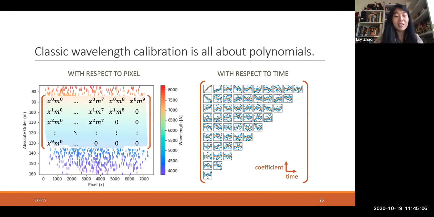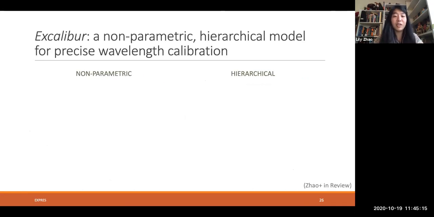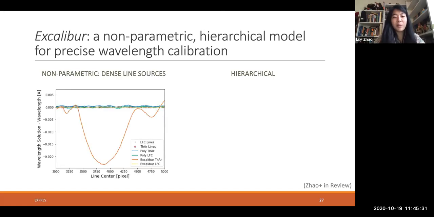And so as an inaugural predoctoral fellow at the Center for Computational Astrophysics last year, I worked with Professor Haag and Dr. Megan Bedell to create a new way of doing this wavelength calibration task. So we call it Excalibur, and it's a non-parametric hierarchical model for precise wavelength calibration. The non-parametric part, now is the time to move to something non-parametric, so something that doesn't depend on a polynomial, because we have these denser line sources, these LFCs, that give us more information.